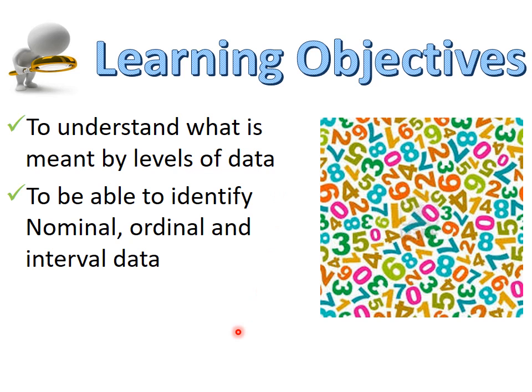Now, this is something that you will come across in a big way in Year 13 research methods, but it ties quite nicely in with what we're doing at the moment in terms of measures of central tendency and the stuff that we're going to do on graphs next lesson. So it's useful to know what we mean by these levels of data, and that's what we're going to do today. So we're going to be talking about nominal, ordinal, and interval data. This is what the specification says that you need to know in terms of your exam.